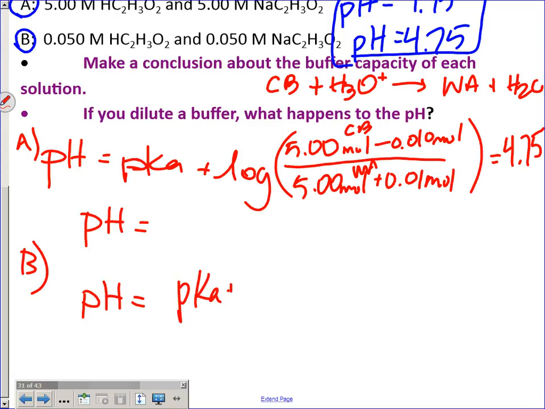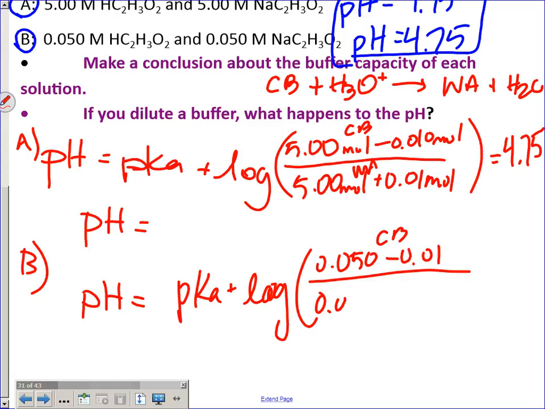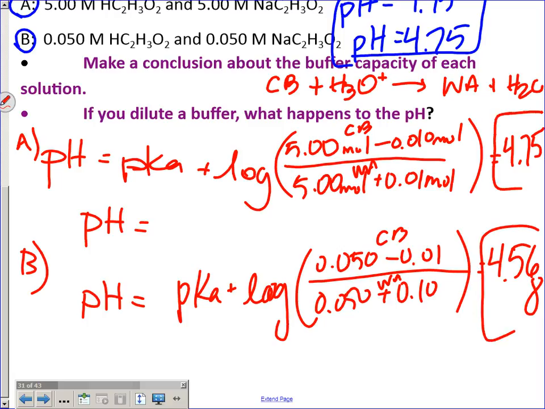That second example, though, is pKa plus log of 0.050 minus this for the conjugate base and 0.050 plus this for the weak acid. What'd you guys get? You get 4.75 again? 4.75, yeah, I got 4.5. Okay, I got 5.68, but I'm just gonna roll with that. So double check that again, that you put that in right, because that should be different.